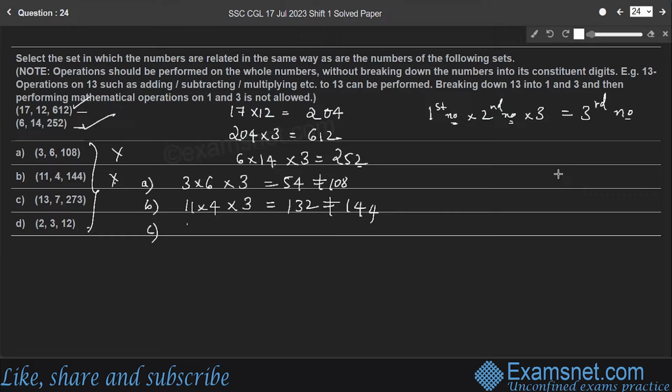So consider option C. 13 into 7 into 3. So 13 into 7 is 91, into 3 is 273. So option C follows the same logic, that first number into second number into 3 gives third number. Option C is the right answer, whereas option D is 2 into 3 into 3. First number into second number into 3 gives 6 into 3, 18. So according to the option, 12 is the third number. So it doesn't follow the same logic. Option C is the right answer.